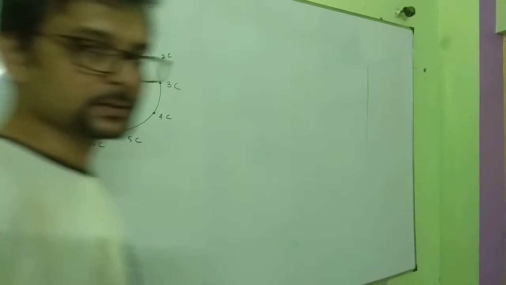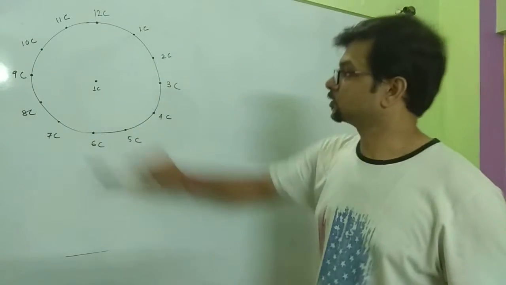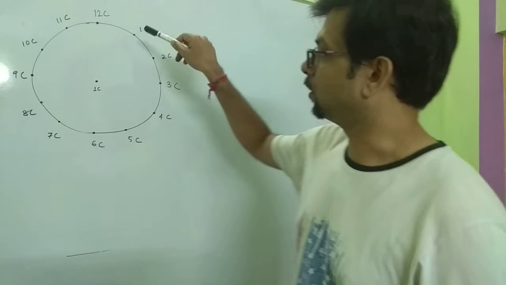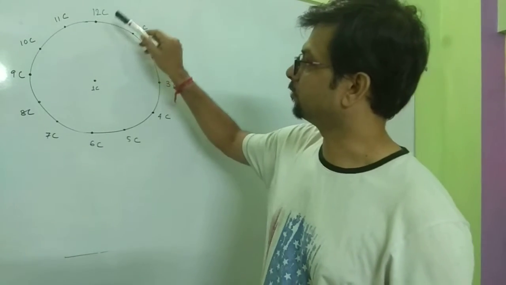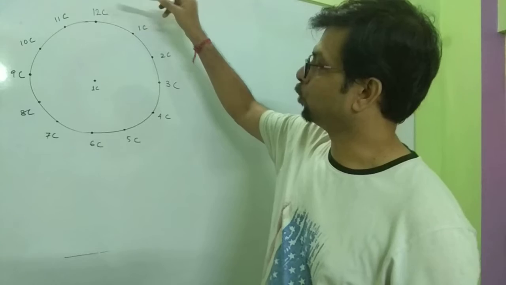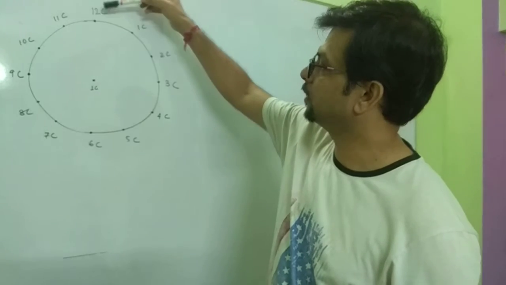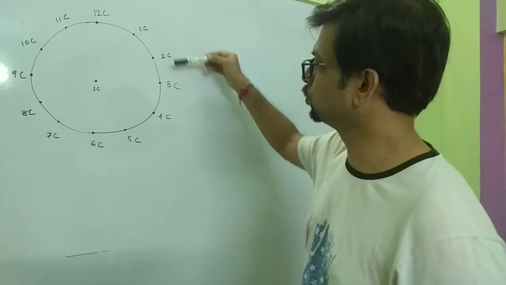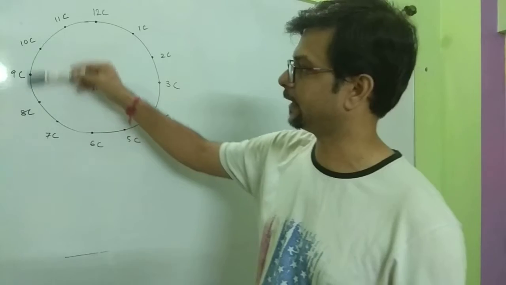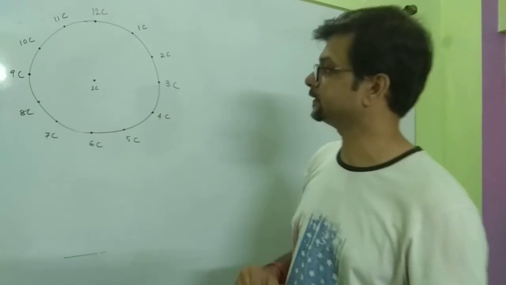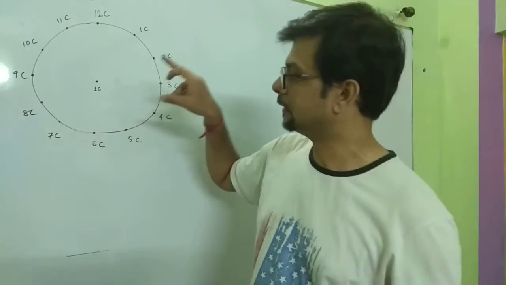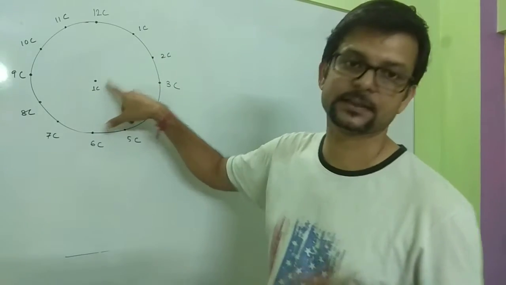Now in this question, suppose there is a clock. In each position of the hour, we are putting a charge: 12 coulomb, 1 coulomb, 2 coulomb, 3, 4, 5, 6, 7, 8, 9, 10, 11. And at the center there is a 1 coulomb. So the question is, what will be the net electric field at the center?